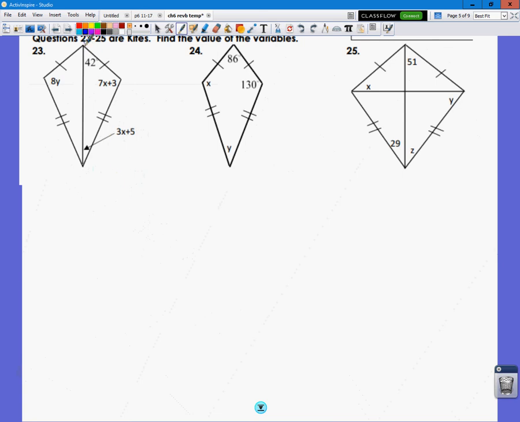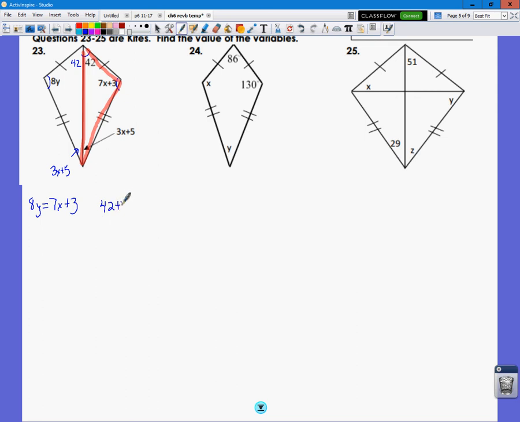In a kite, the diagonal that's between the two congruent sides will bisect this angle. If this is 42, over here was 42. If this is 3x plus 5, over here would also be 3x plus 5. This pair of angles would be congruent where the 8y is and the 7x plus 3. But if I do that, I have two variables. So instead, I am going to look at this triangle. I know there's 180 degrees in a triangle, so I'm going to add those pieces together.